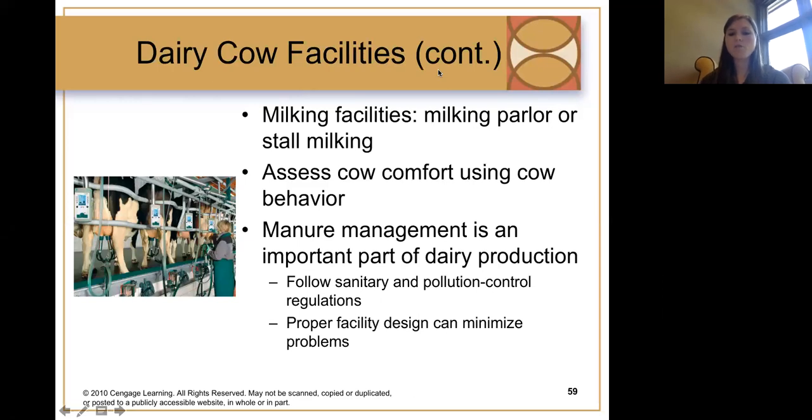And then another important part of dairy production is manure management. So you want to make sure that you're following sanitary and pollution control regulations. And you want proper facility design, because if you really put thought into the design early on, that can save you a lot of hassle later on.